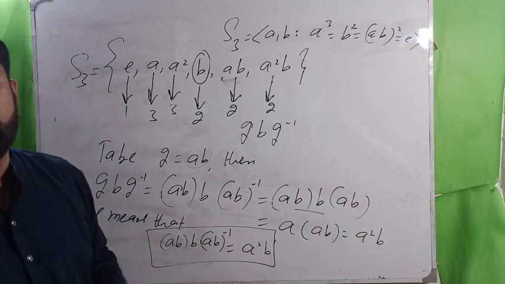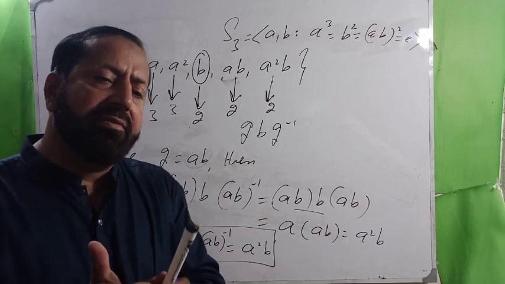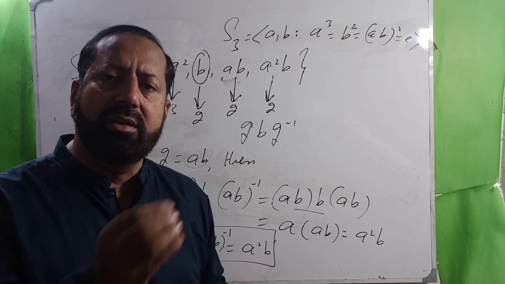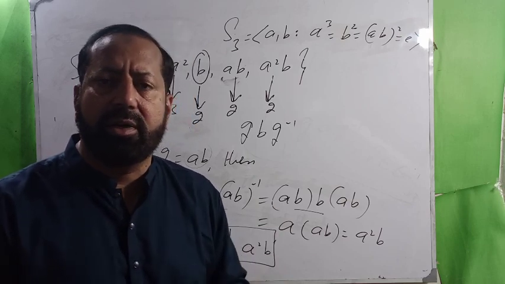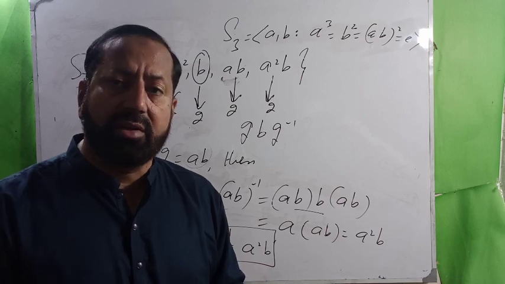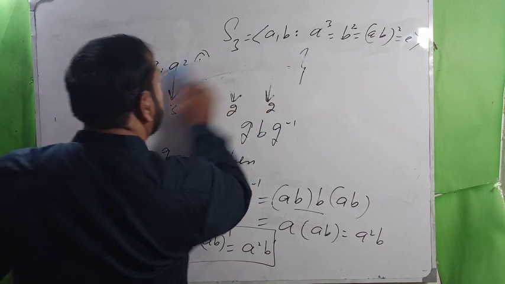It's so simple. Similarly, we can find all elements which are conjugate to B, and then we will put all these elements in a class, and this would be termed as the conjugacy class of B. Okay, so let's start.